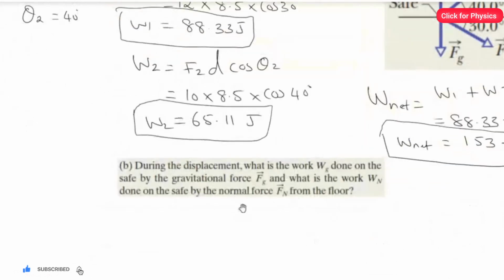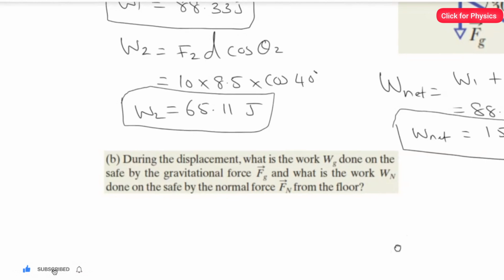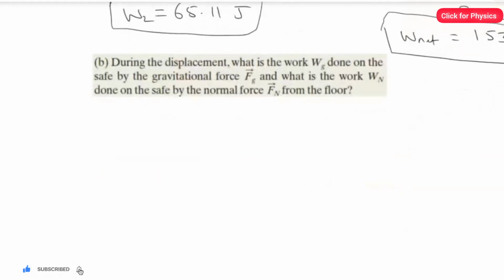Now we have one more question, which is part B. So let's read what is given here. During the displacement, what is the work done on the safe by the gravitational force? And also we have to find the work done by the normal force. That means we have to draw the free body diagram. So what is given in the diagram?